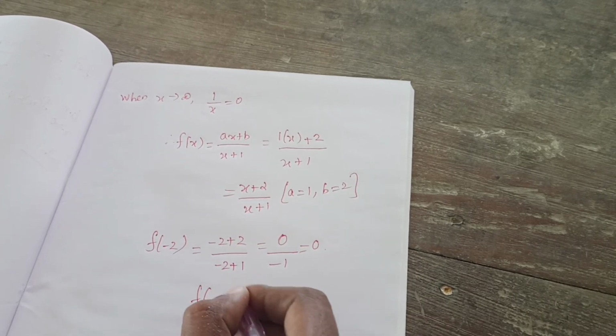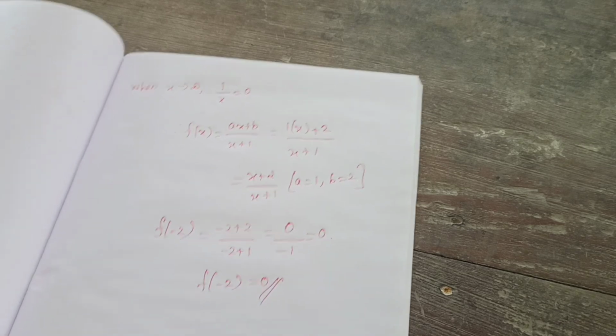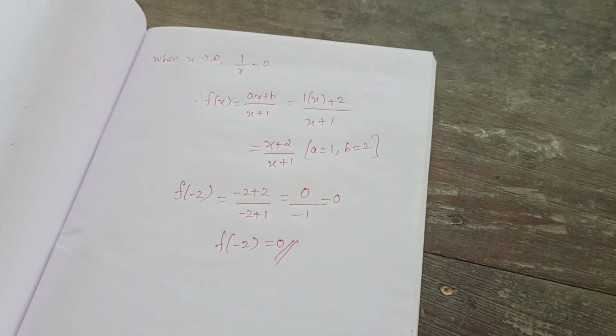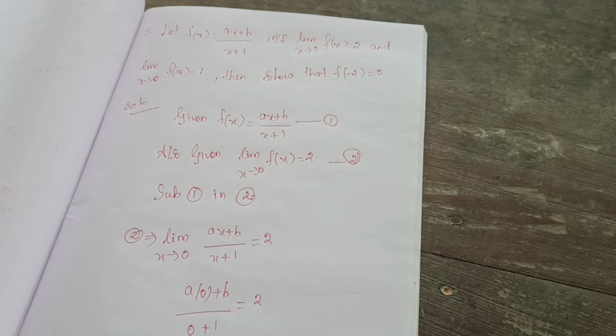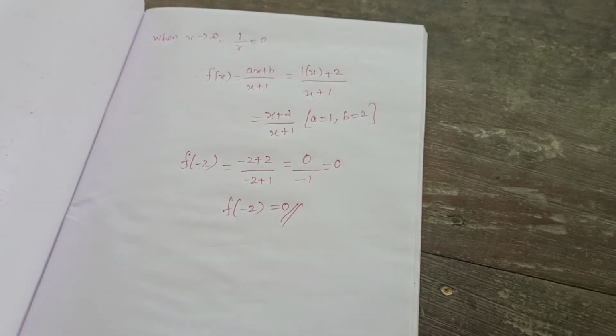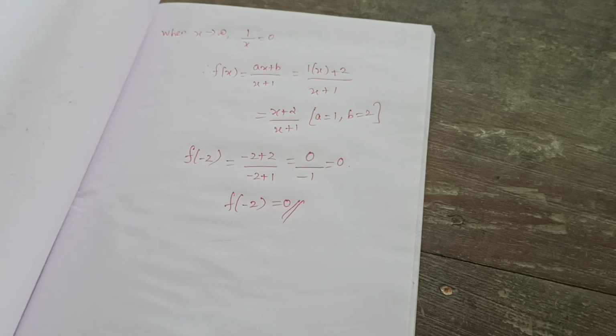What you need to prove? f of minus 2 is equal to 0. Hence proved. Understand? Very easy question, simple only. So first find the a and b values. First you can find the b value directly. Afterwards, to make b by x a 0, for that I am multiplying both numerator and denominator by x. Afterwards, find out the a value. Afterwards, substitute in the given equation. Then f of minus 2 you need to find. You will get the answer.